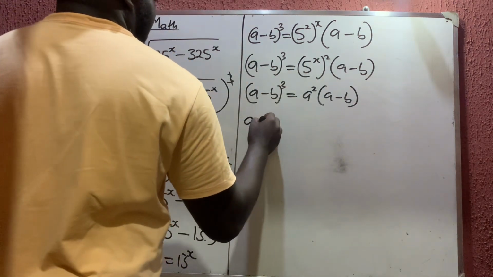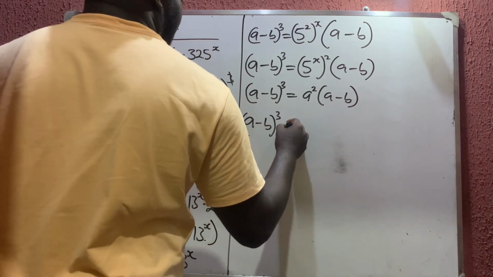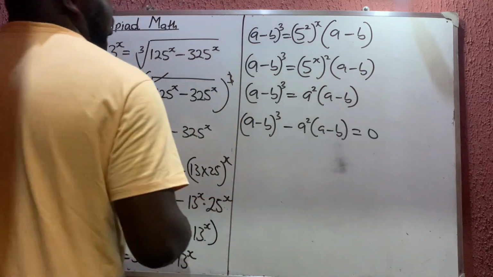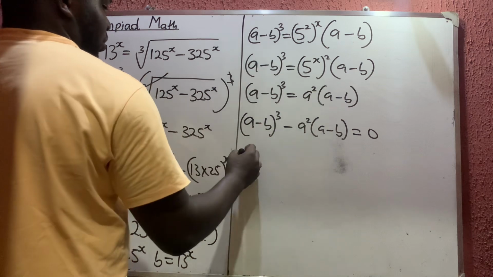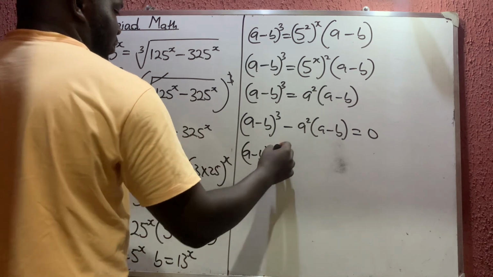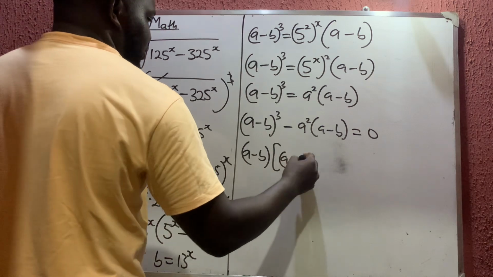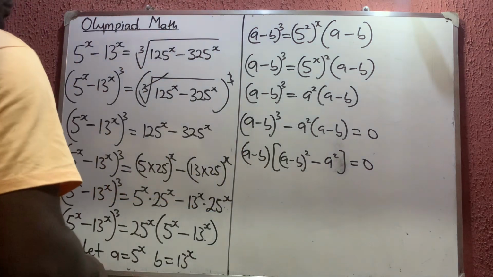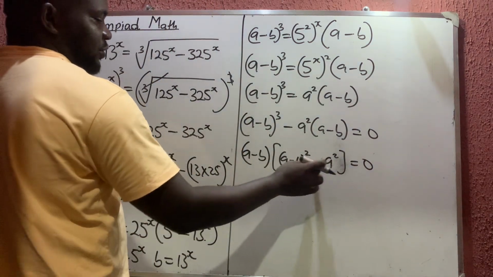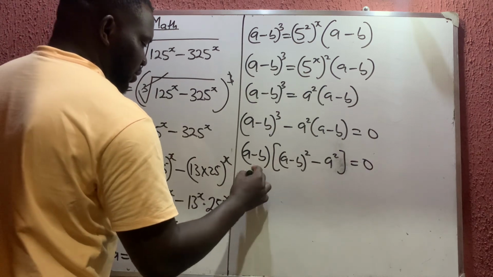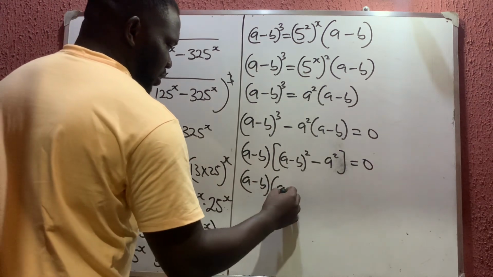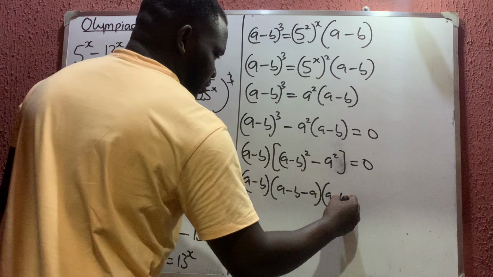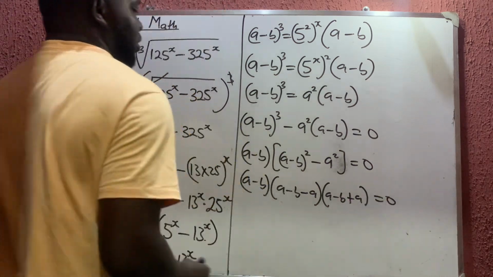I'm going to have that (a − b)^3 − a^2(a − b) is equal to 0. Okay, so you see that they have (a − b) in common. So if I factor out (a − b) here, I'll be left with (a − b)^2 minus a^2 is equal to 0. Now looking at this critically, this is a difference of two squares. So this is (a − b)(a − b − a) multiplied by (a − b + a).